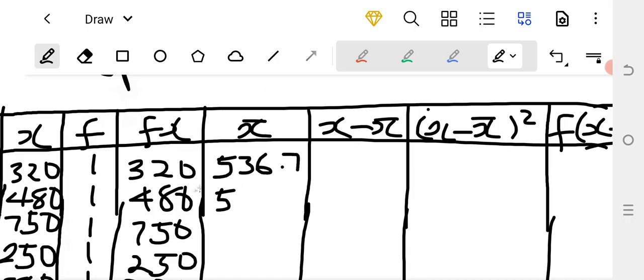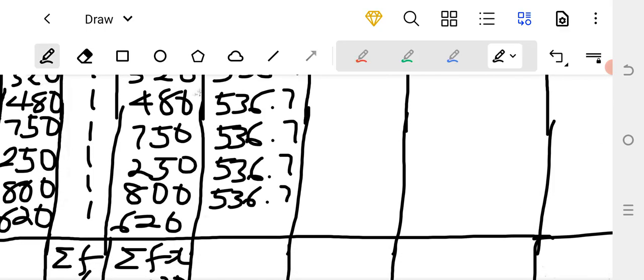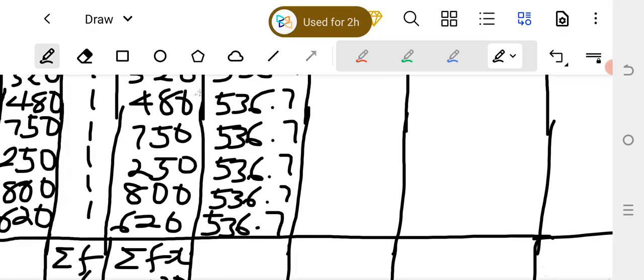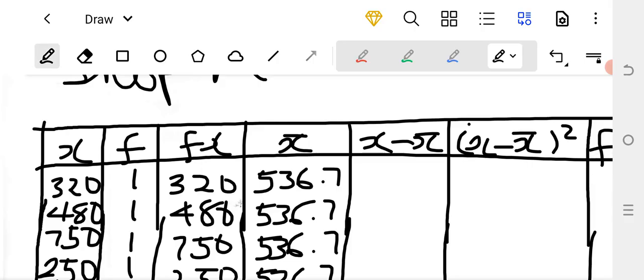536.7, and then you're going to say 320 minus 536.7. It's going to be negative 216.7. Negative 216.7. Then you square it.